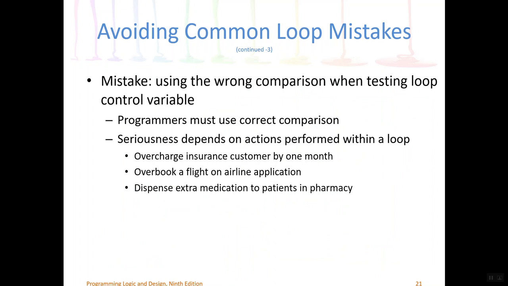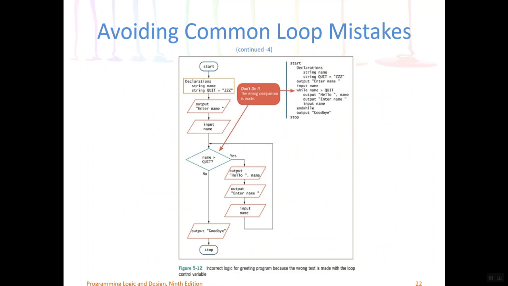So they give some examples here. We might overbook a flight. We might overcharge an insurance customer. So we have to be careful about our loop tests. Here they show us, in the previous example that went through and printed hello, we've modified it a bit. We ask the user for a name, and as long as the name is not equal to ZZZ, we output hello and then the individual's name. So that's a sentinel controlled loop.